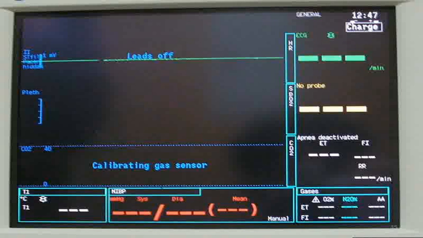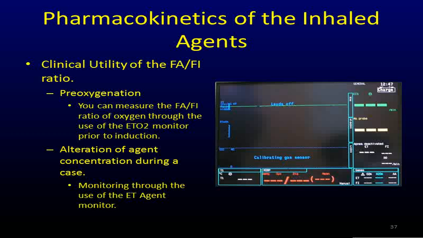Okay, so here is an example where you would find the end tidal agents. Where is that on here? Bottom right. Okay.